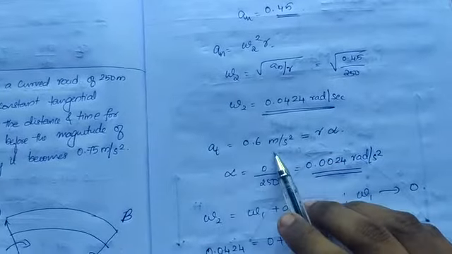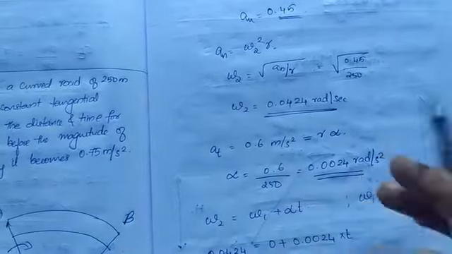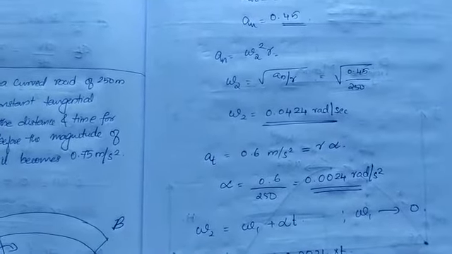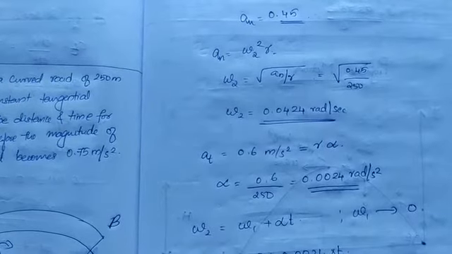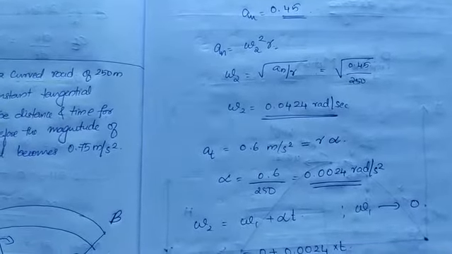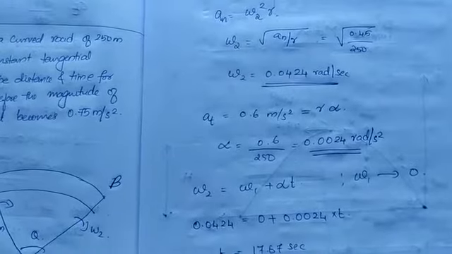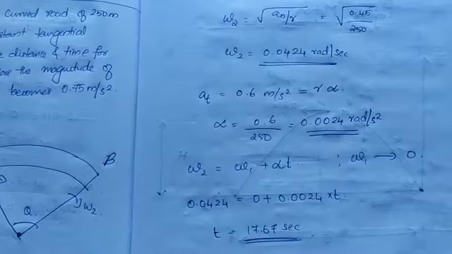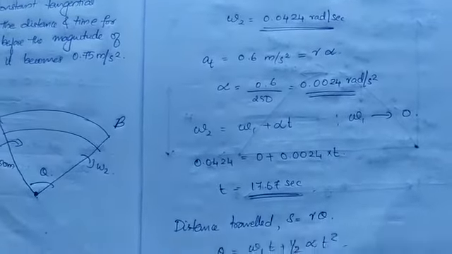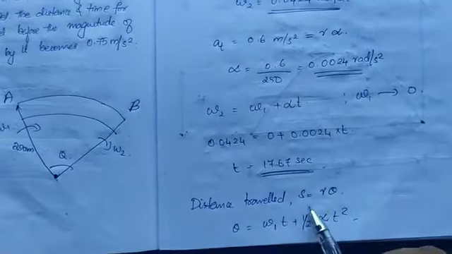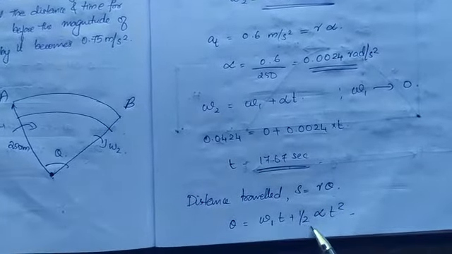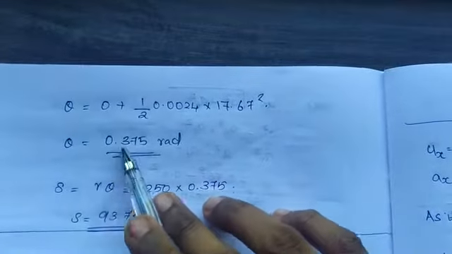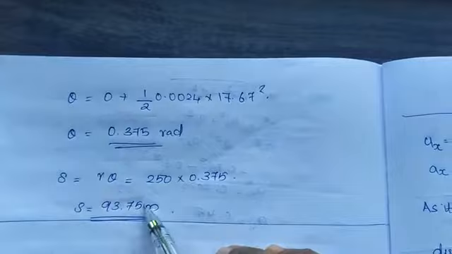aT is equal to 0.6 meter per second squared, which is equal to r alpha. Acceleration is equal to radius into angular acceleration, right? From that you get alpha. Then omega 2 equals omega 1 plus alpha t, where omega 1 is 0, and t comes to 17.67. The distance traveled is s equals r theta, where theta is equal to omega 1 t plus half alpha t squared, and you will find theta. Similarly, s equals r theta, so you will find s.